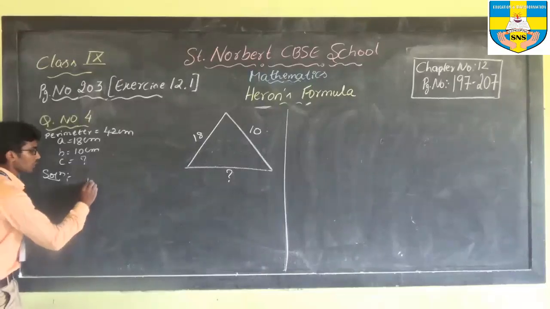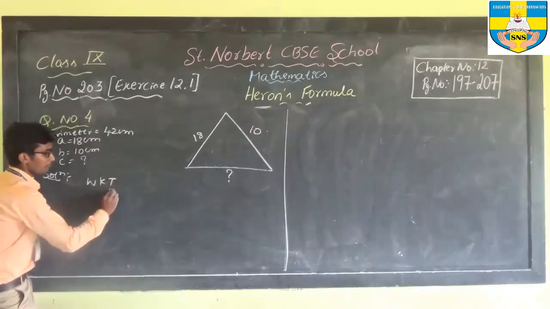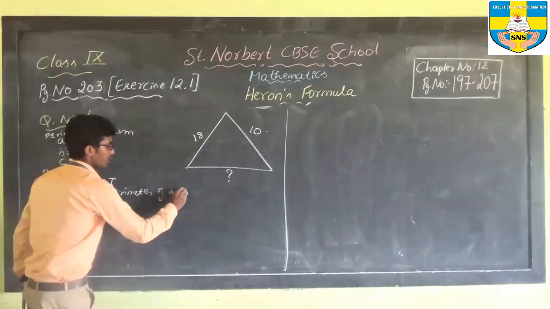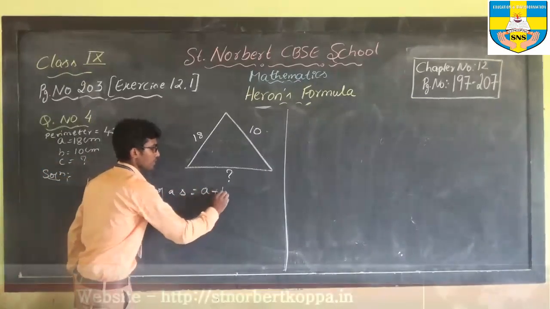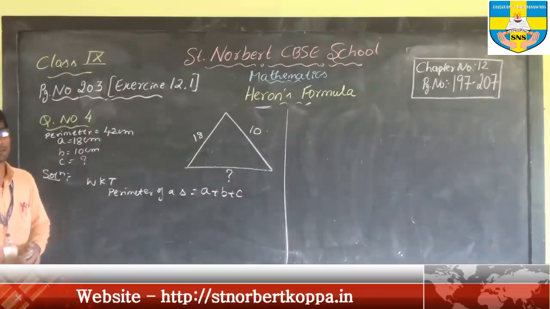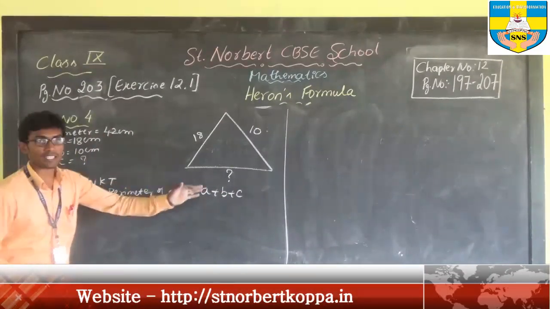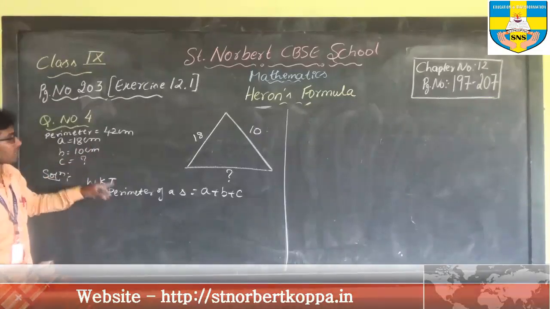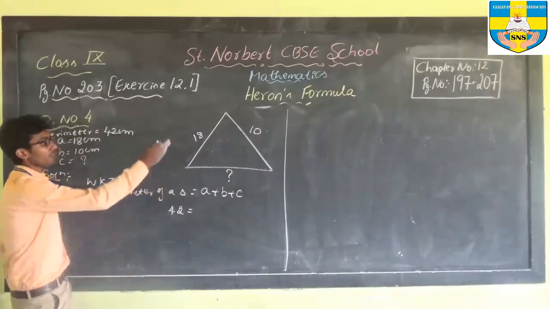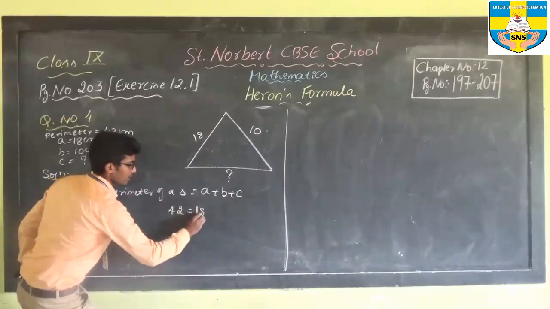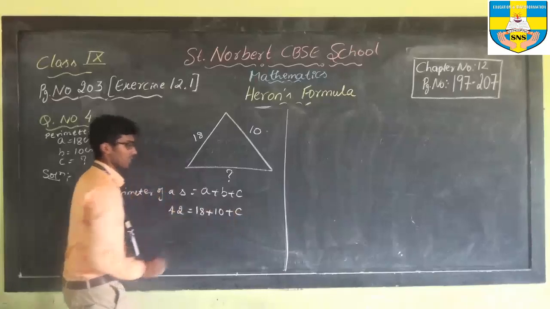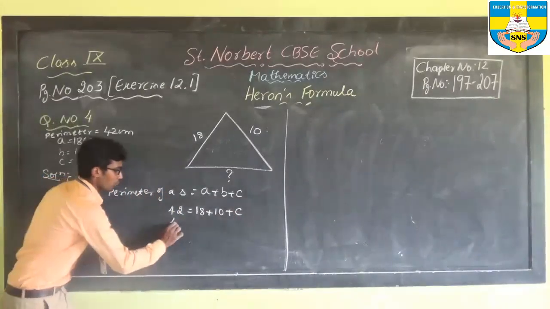We already know that the perimeter of a triangle is equal to a plus b plus c. Right? This is the basic formula for the perimeter of a triangle, the sum of all three sides. What is the perimeter of the triangle? That is given as 42. What is the value of a here? 18. What is the value of b? 10. c is missing. Let us keep it as it is.